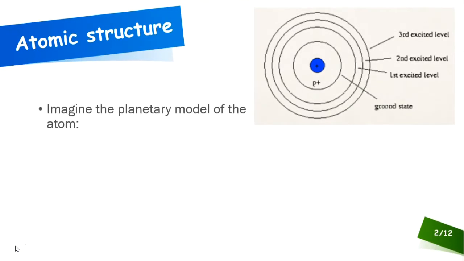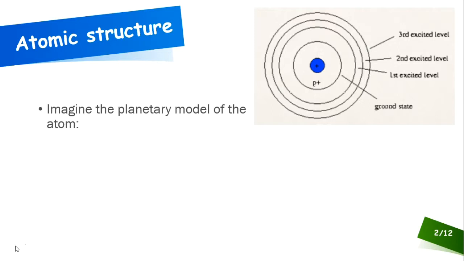So to start off with, let's go ahead and review the structure of the atom that we saw earlier in Chapter 11. And to simplify things, we're going to use a planetary model. This is the model that was proposed by Niels Bohr back at the start of the 20th century. And it's not exactly the way that is actually happening, but it's good enough for our simplified purposes.